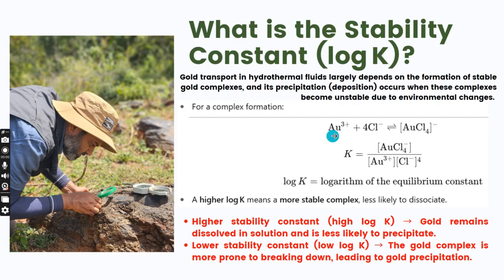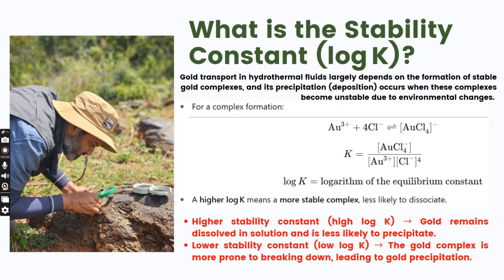For example, if you understand this reaction, Au3+, just ionic gold, plus 4Cl minus ligand, it will be forming AuCl4 minus. Okay, so this is a complex. Now to understand the stability, you know the formula: K equals concentration of AuCl4 minus divided by concentration of Au3+ multiplied by concentration of Cl minus to the power of 4. Okay, so gold transport is largely dependent on this kind of stability.